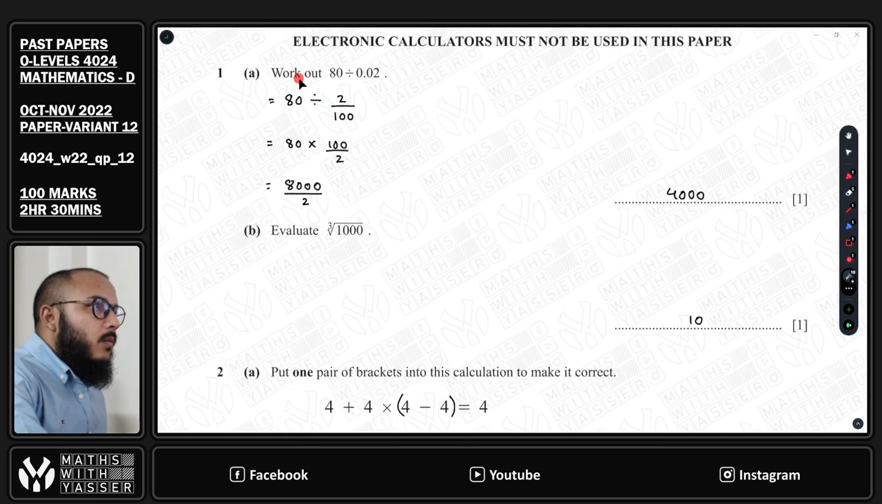It says work out 80 over 0.02. This can be written as 80 divided by 2 over 100. Then we can multiply with its reciprocal. So 80 times 100 over 2, which gives us 8000 over 2, and that will be 4000. Next we have cube root of 1000. Cube root of 1000 is 10 because 10 times 10 times 10 will give us 1000.